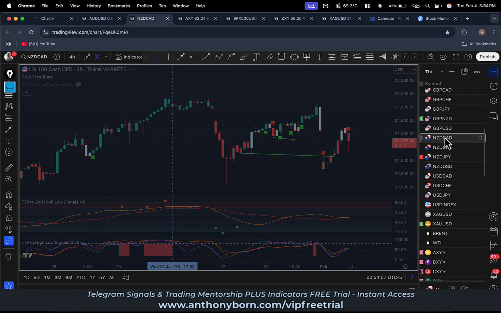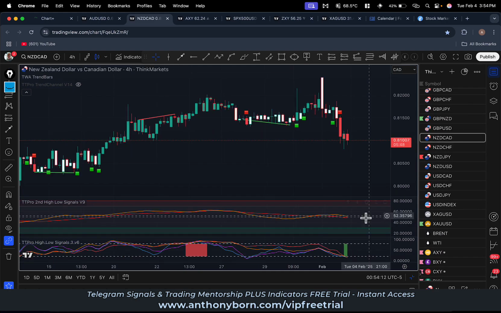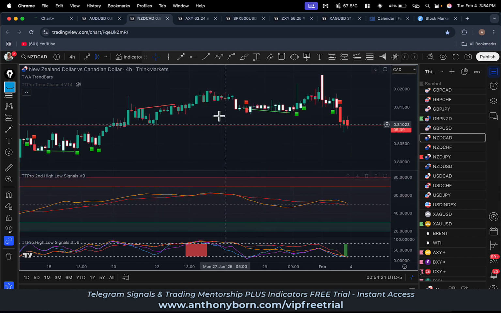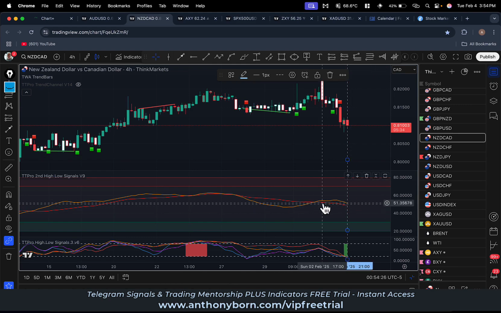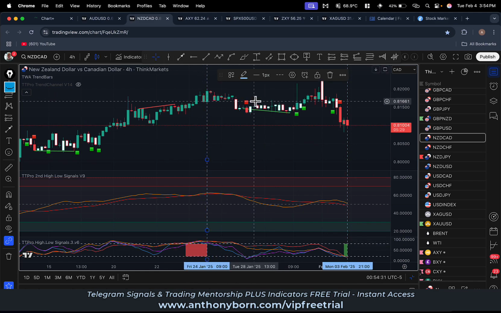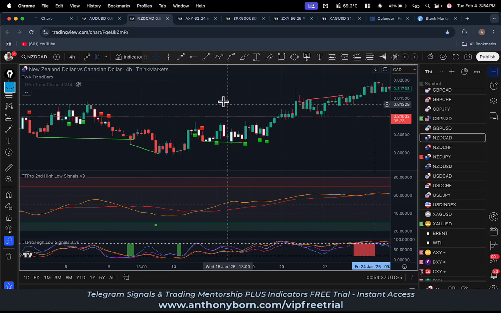Let's just grab the, I don't know, Kiwi CAD. What have we got? We got a signal here, but we don't have the dots on this one. See, we need the dots on that indicator. So there's a green signal here that kicked off, but there's no dots on this indicator, so we leave it alone. That gave us a nice short, but look, we don't have the dots on this indicator. Prefer to see the dots.